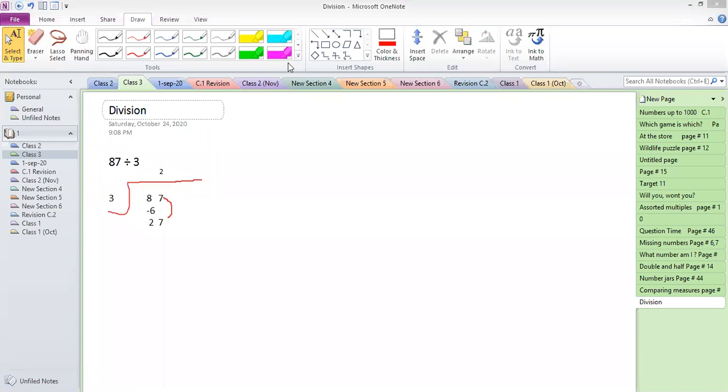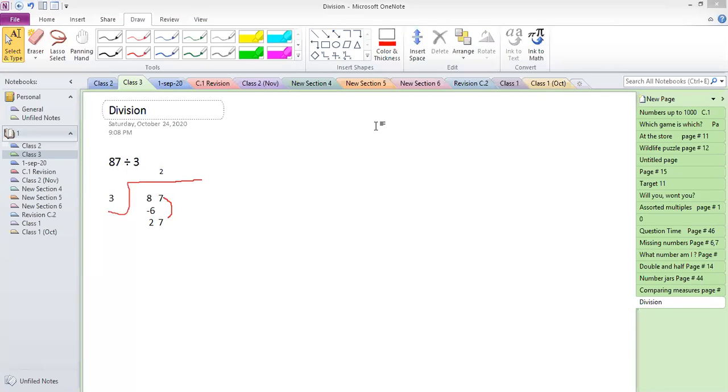Check the table of 3. How many times do you read the table of 3 in order to get 27? 3 multiplied by what number will give you 27? 9. The answer is 3 multiplied by 9.